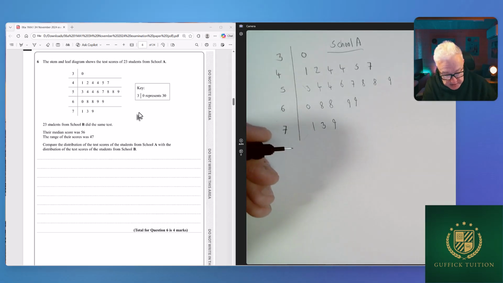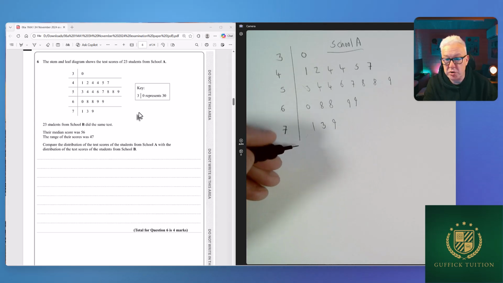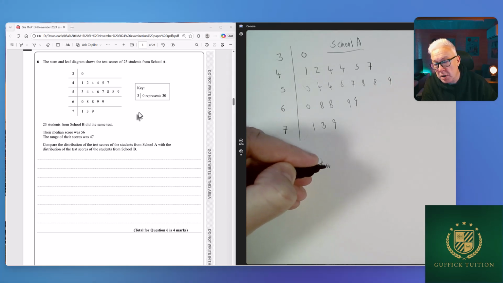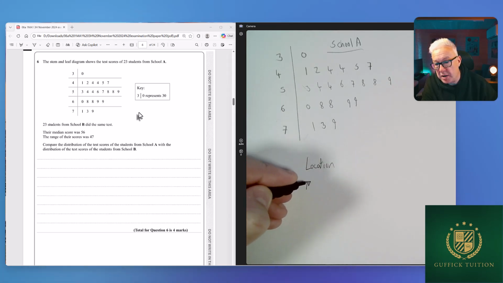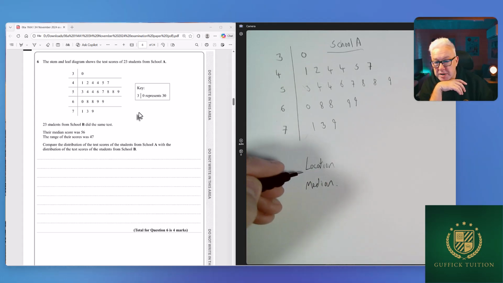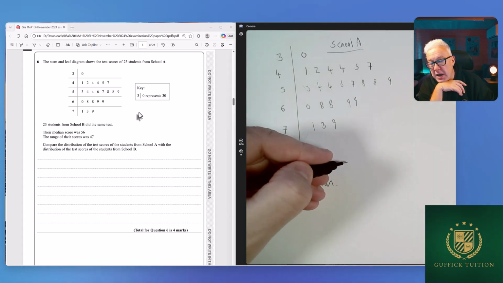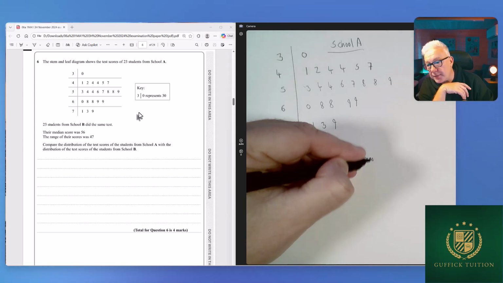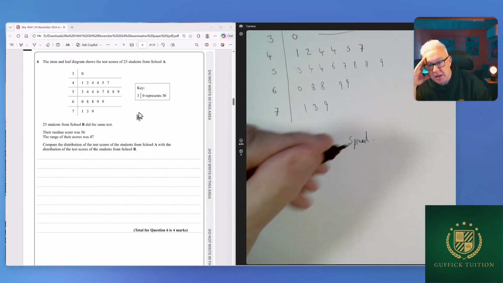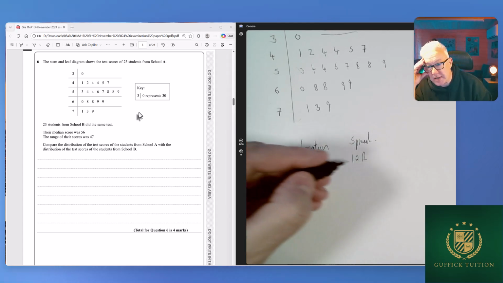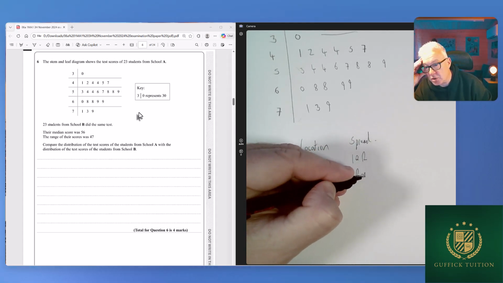Now, the first thing I should say is when we're comparing two distributions, you always need to compare one measure of location, which can often be the median. Okay, so that's what it's going to be in this case. It's going to be the median. And you need to compare one measure of spread. Now, the measure of spread is sometimes the interquartile range, but in this case, it is just the range.